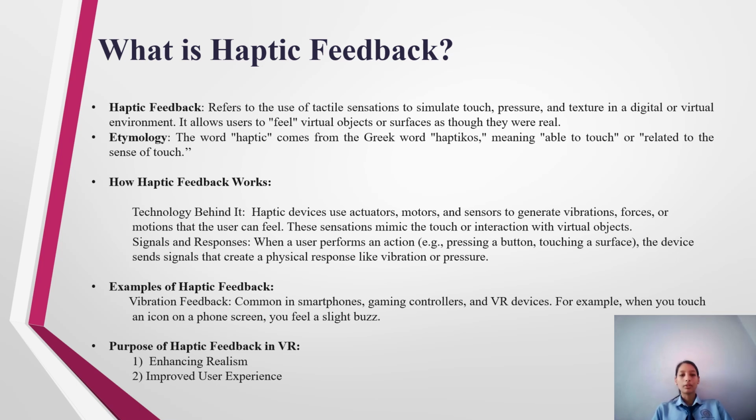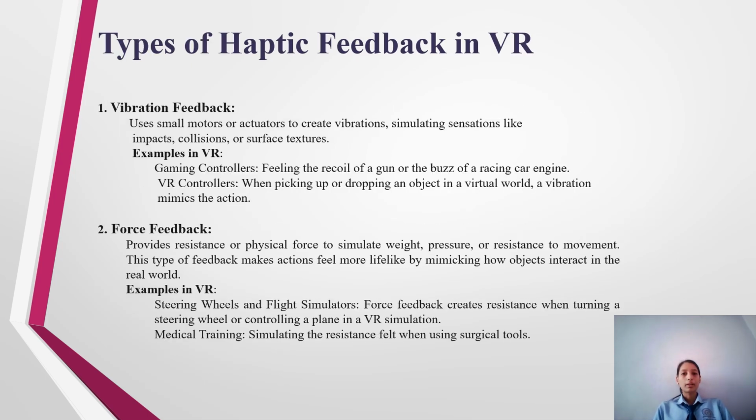An example of haptic feedback is vibration feedback, common in smartphones or game controllers. For example, when you touch an icon on the phone screen, you feel a slight buzz. The purpose of haptic feedback in virtual reality is to enhance realism and improve the user experience. Types of haptic feedback in virtual reality. There are four types of haptic feedback: first is vibrational feedback, then force feedback, texture feedback, and thermal feedback.